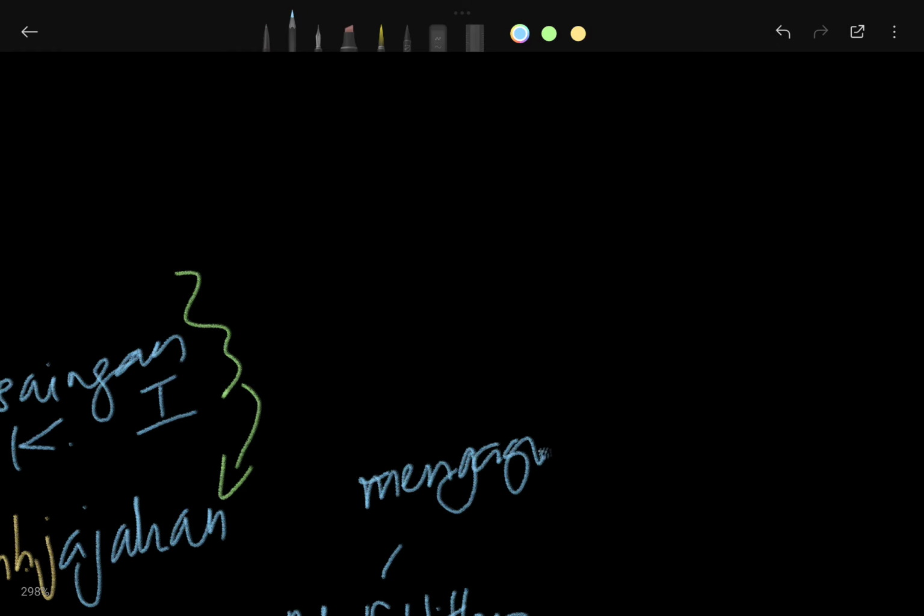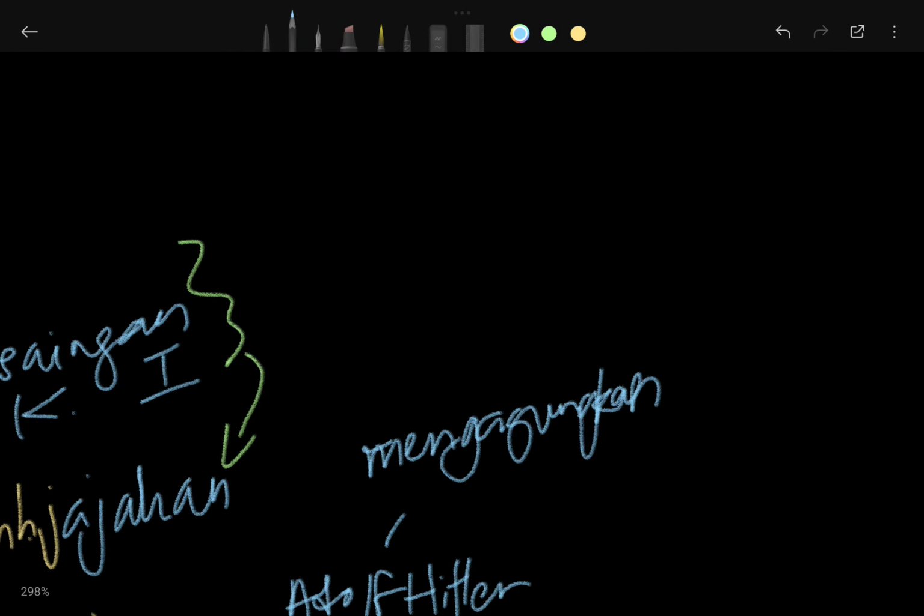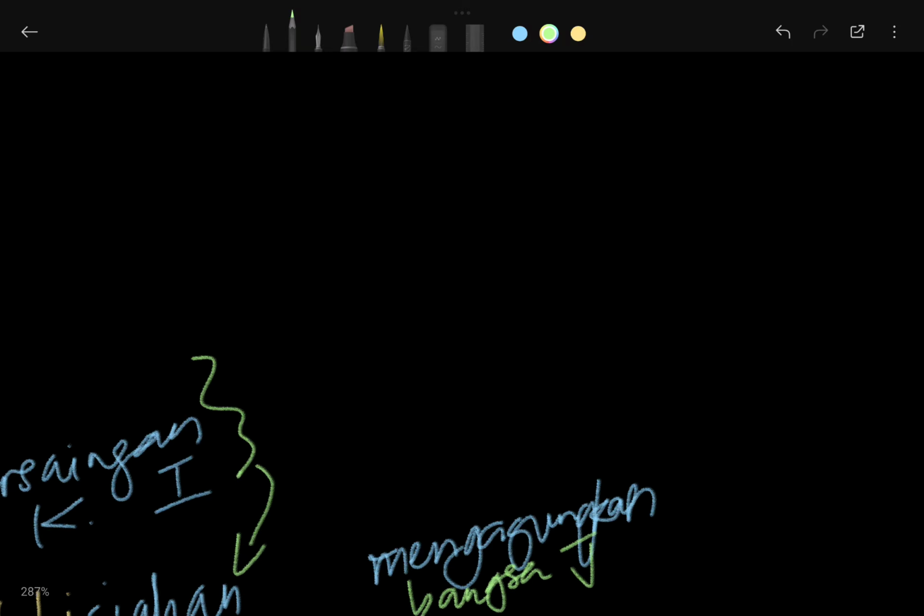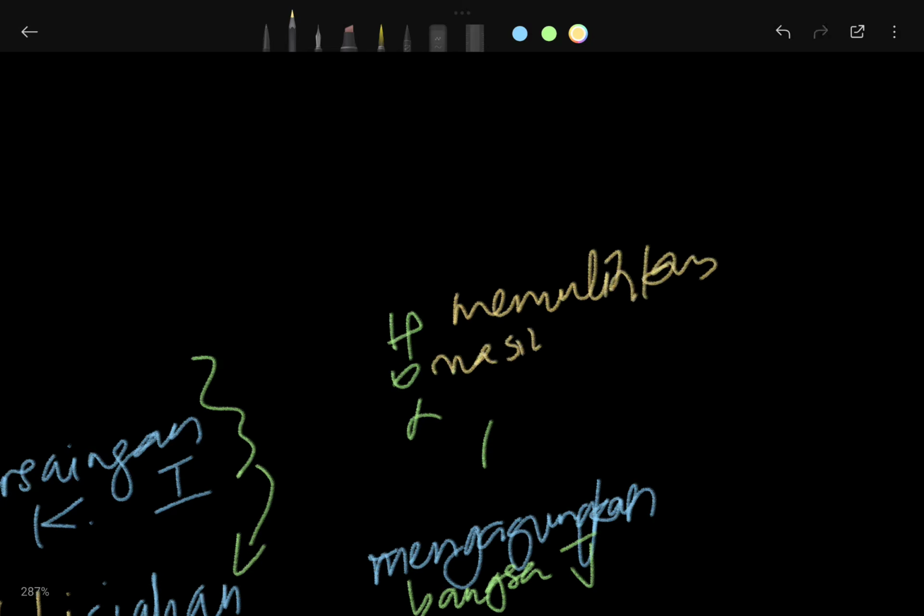mengagungkan. Mengagungkan means almost to emphasize, to make something glorious. Remember, your keagungan is to glorify your bangsa German, the German people. Then Hitler, I'm gonna put a H for him. Adolf Hitler berusaha memulihkan. Memulihkan means to return, means to repair the nationalisme German.